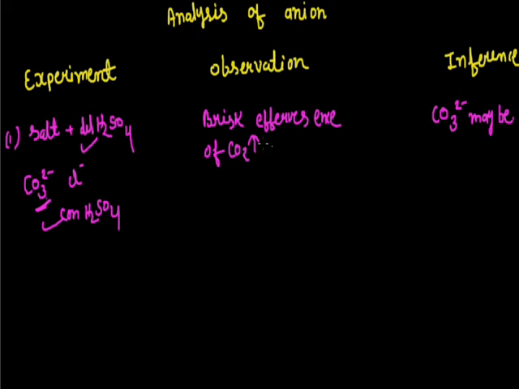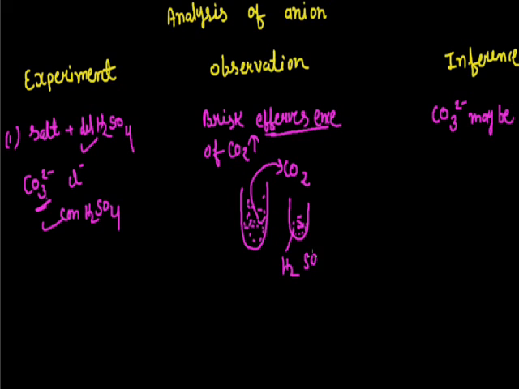Now what is the meaning of brisk effervescence? When CO2 gas comes out from the solution, some solution also comes out of the test tube with the gas. This is called brisk effervescence. If a gas like H2 or SO2 is eliminated from a solution, it just gives bubbles, which shows that the solution is eliminating gases like H2, SO2, etc. But when CO2 comes out, some solution also comes out of the test tube, which is why it is called brisk effervescence. In that case, we say our salt may contain carbonate.